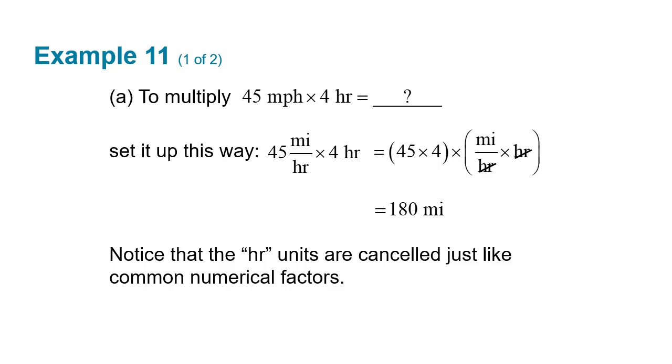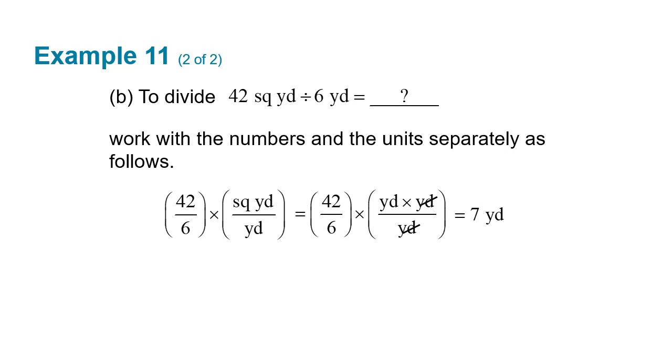We can put the numbers together like normal, right? So 45 times 4 gives us 180. But now we've got miles over hours, right? Miles divided by hours times hours. The hours cancel out, and our answer is just in miles, which makes sense, right? If we're traveling at 45 miles per hour for 4 hours, the answer we get is going to be how far we went. So our answer, the unit of measure, should be miles, right? The hours have just canceled out of that equation.